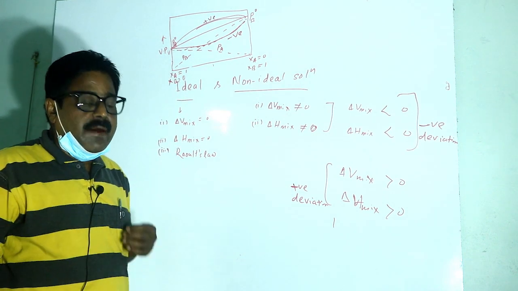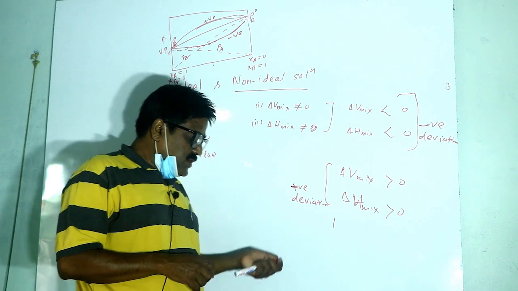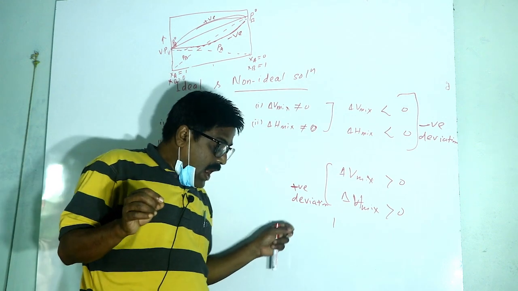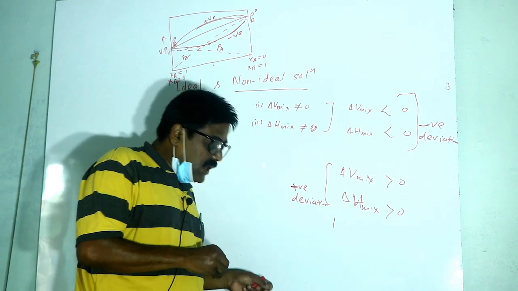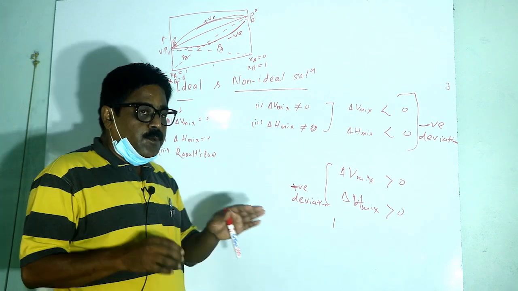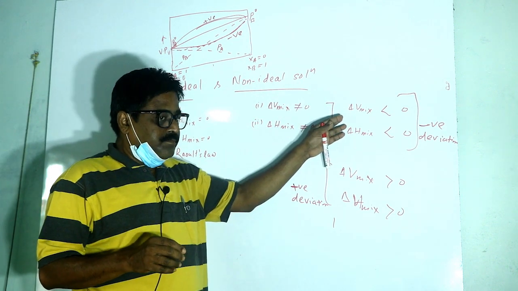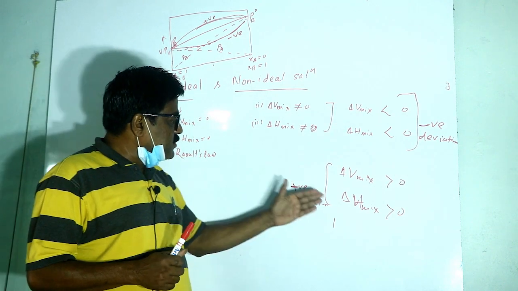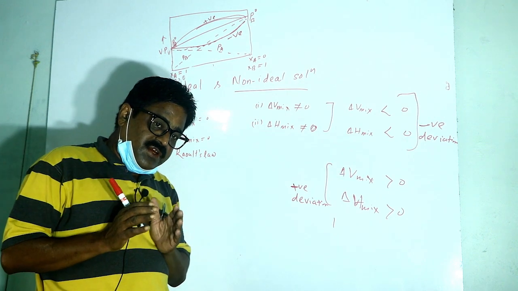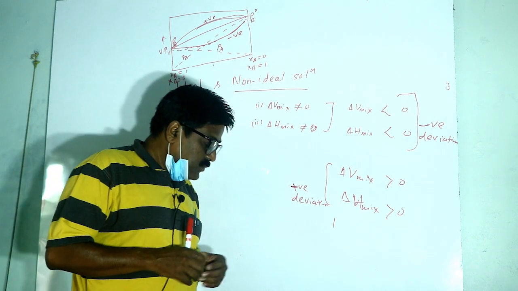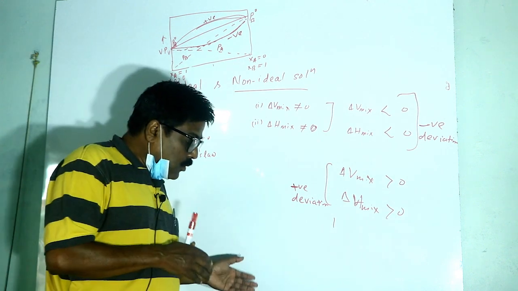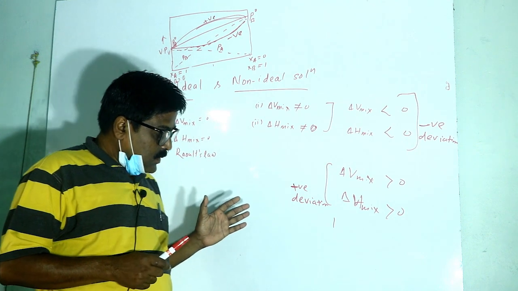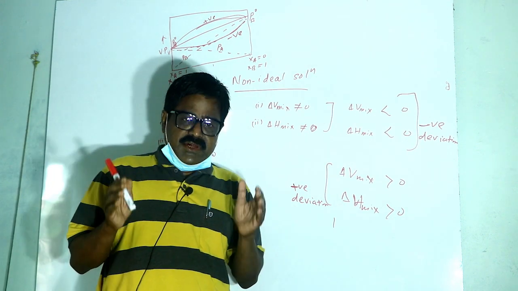In this case, we can consider positive deviation, that is benzene and acetone, and ethanol and cyclohexane. Benzene and acetone correspond to positive deviation. And when we consider negative deviation, the non-ideal solution may be benzene and chloroform, or chloroform and acetone. These are the solutions having negative deviation. So we are considering the solution chapter.